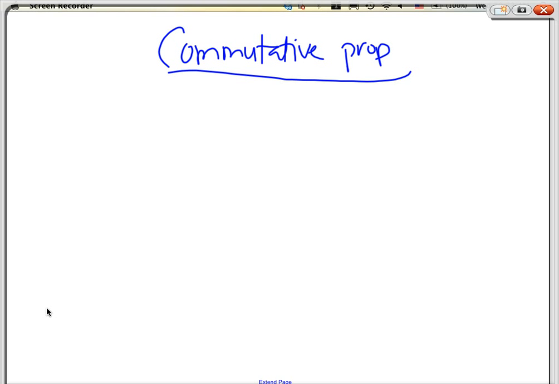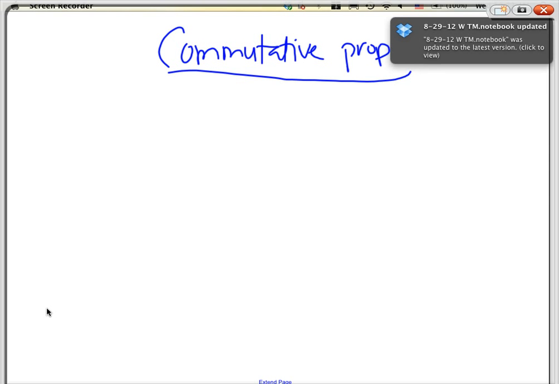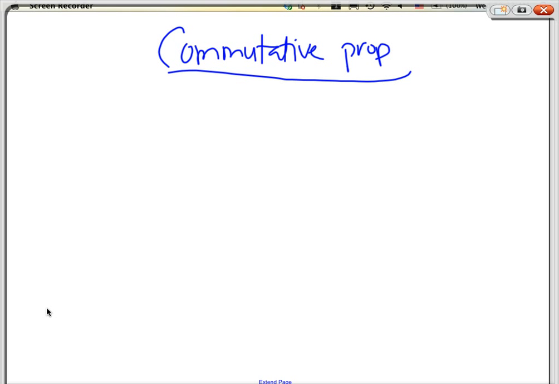Commutative? Okay, that's the first thing, but unfortunately that's not what we want to use in math. Like commuting. Okay, good. You're getting somewhere. What does it mean to commute? To go somewhere, okay. And to go somewhere means you have to do what, Savannah? Communicate. To go somewhere you have to communicate.